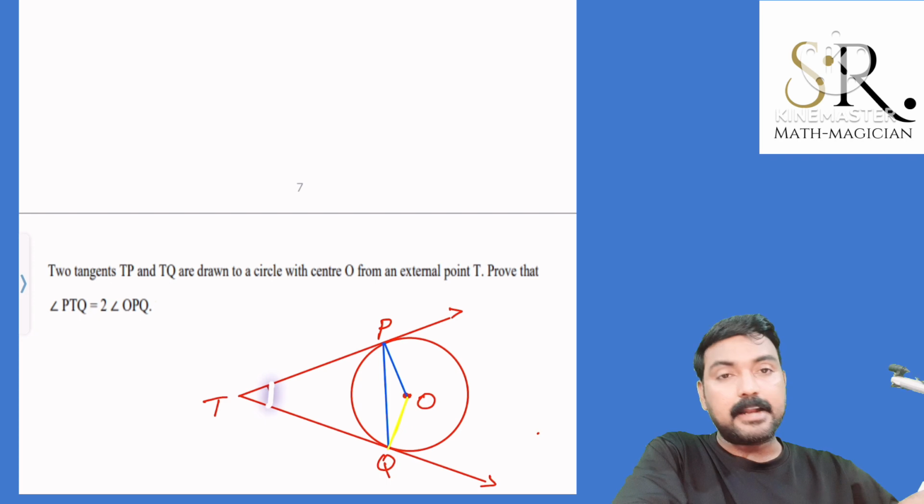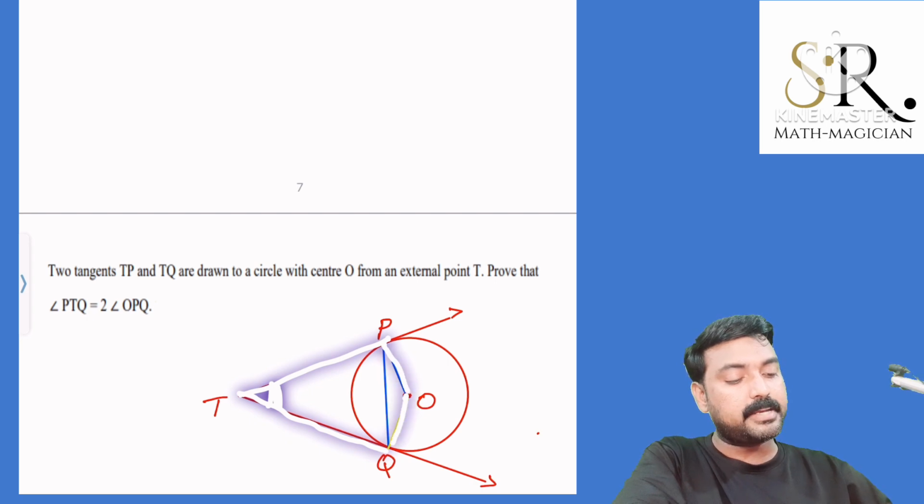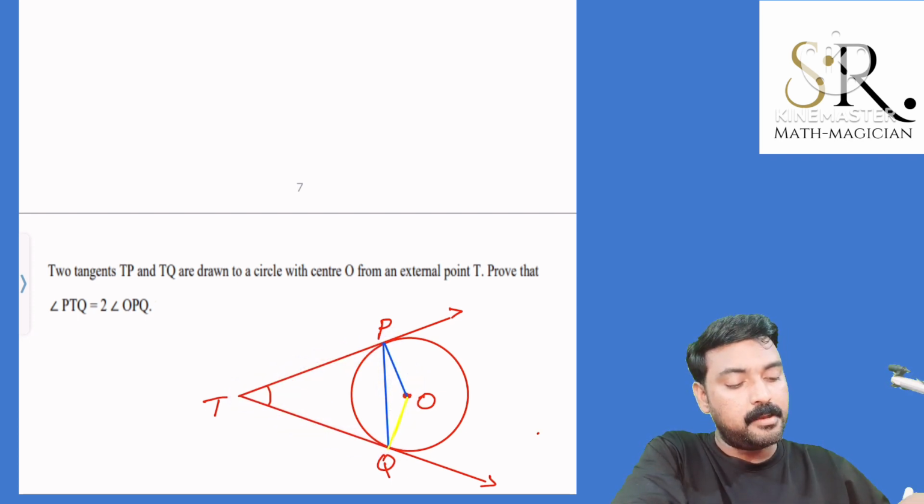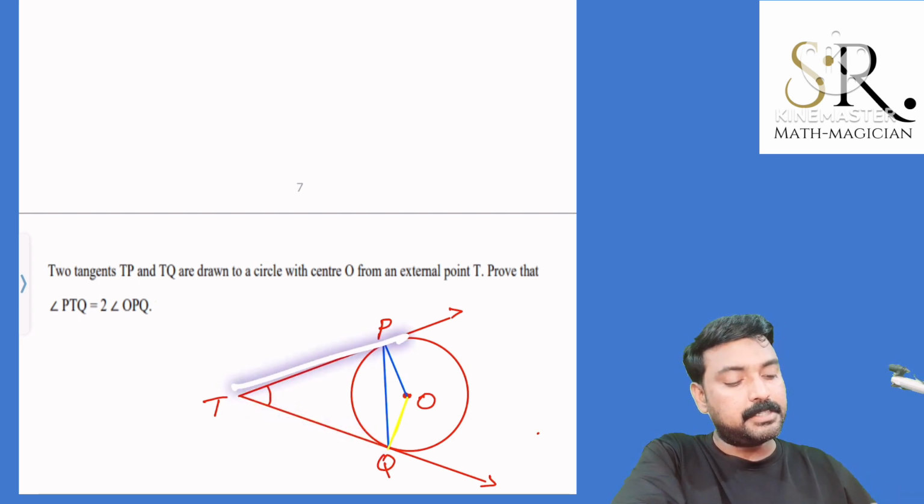Already we studied this: this is the angle inclined by the tangents. That means the tangents made this angle. And its opposite central angle, two radii are there. These radii made an angle here. These two angles' sum will be 180 degrees. What are the angles? Angle PTQ. TP is the tangent, TQ is the tangent.